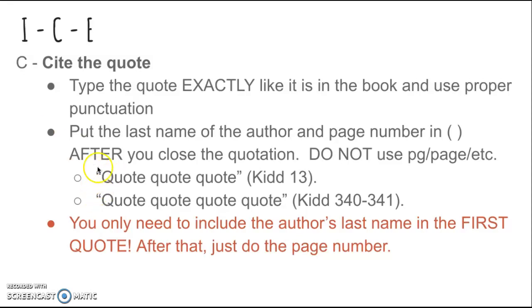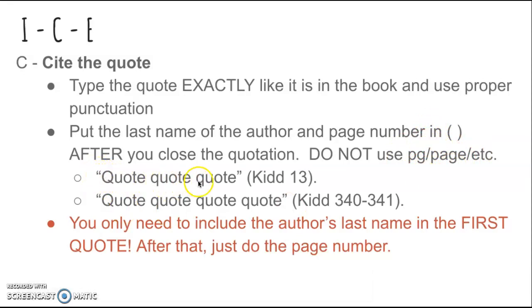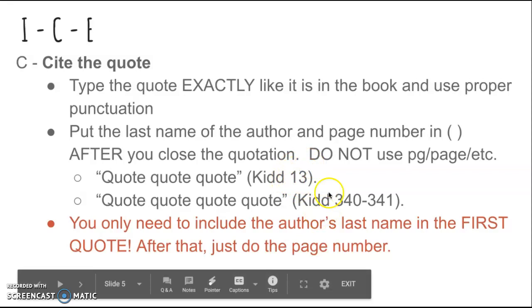So the little bunny ears, right, on the quotes, you call it opening a quote when you put the quotation marks, the bunny ears, and then you say the sentence, and then you close the quote with more quotation marks, okay? Do not use the words page or PG or number symbol, okay? It's a lot simpler than that. So it should look like this. Open quote, sentence of the quote, close quote, and then in parentheses, Kidd, because that's her last name, 13, close parentheses, period. Period always goes after parentheses.